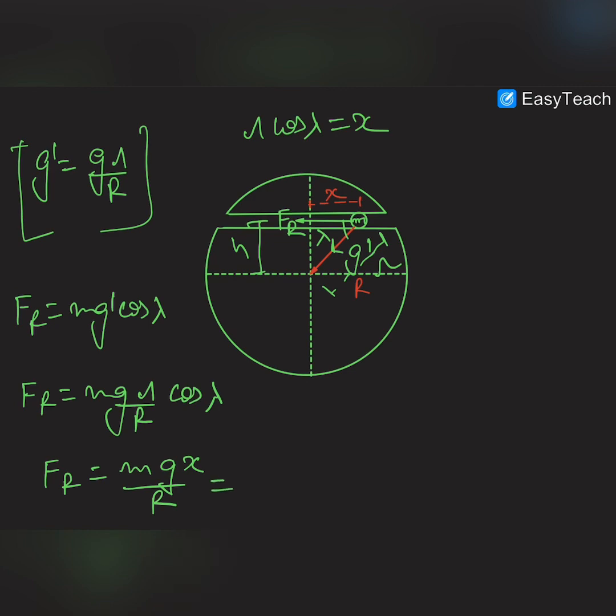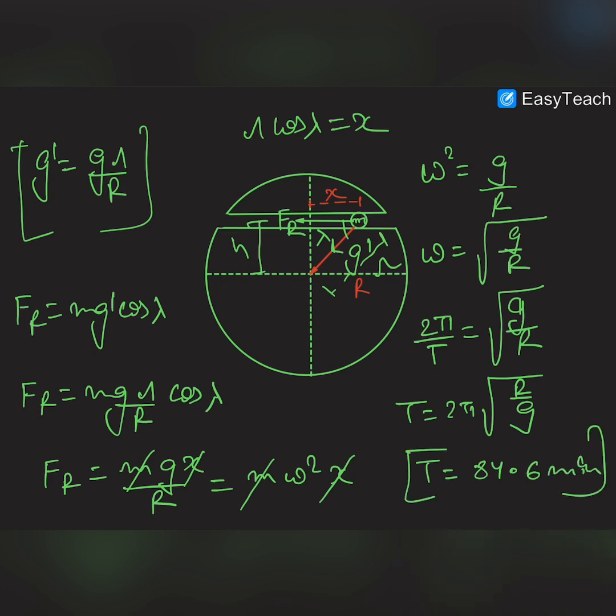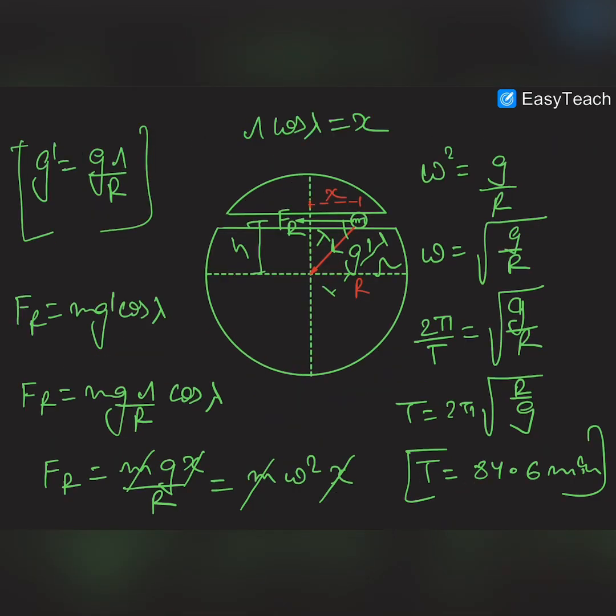This restoring force must be compared with m omega square x, and cancelling x with x and m with m, omega square is equal to g by R, while omega is equal to under root of g by R, and this is 2 pi by T, and T is equal to 2 pi under root of R by g. So you can see that the time period is unaffected. In the previous case the time period was 84.6 minutes, and it is the same time period in this case also.